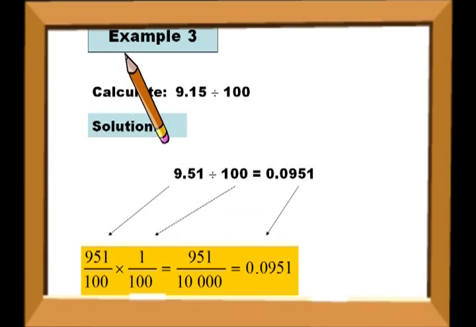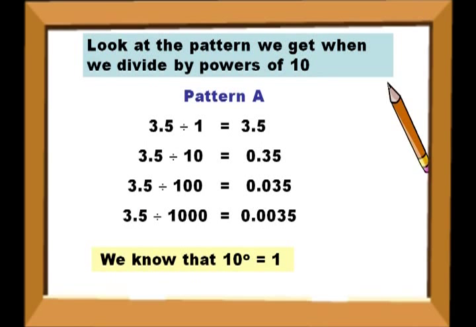Example 3. Calculate 9.51 divided by 100. Solution. 9.51 divided by 100 equals 0.0951. Check: 951 over 100 multiplied by 1 over 100 equals 951 over 10,000 equals 0.0951. Look at the pattern we get when we divide by powers of 10.